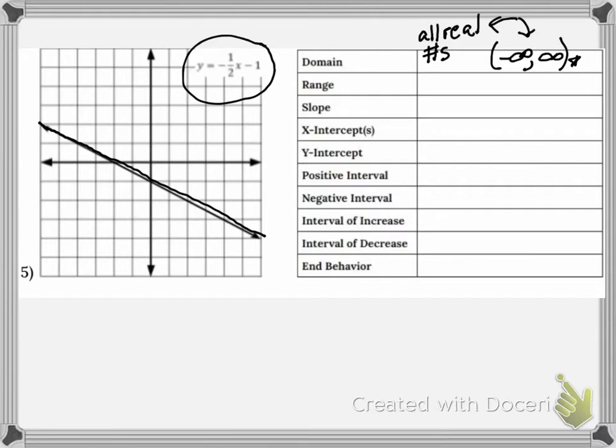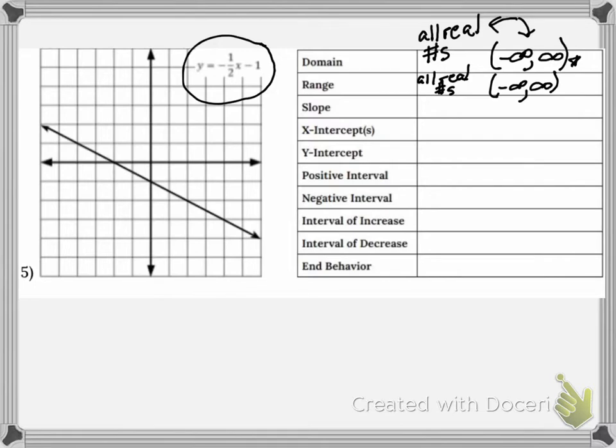Range, it's the same idea. As we go from the bottom to the top of the graph, we see that, well, that line is going to touch every single y value going all the way down into negative infinity and all the way up into positive infinity. So again, all real numbers. But then because all real numbers, we would say negative infinity to infinity using our interval notation.